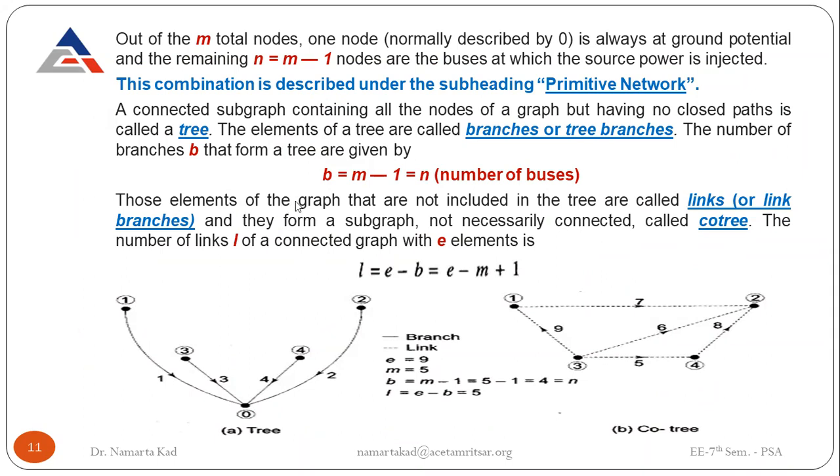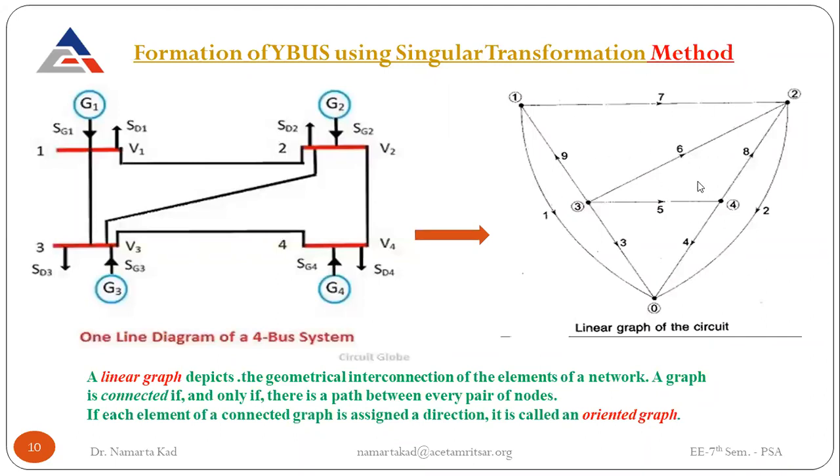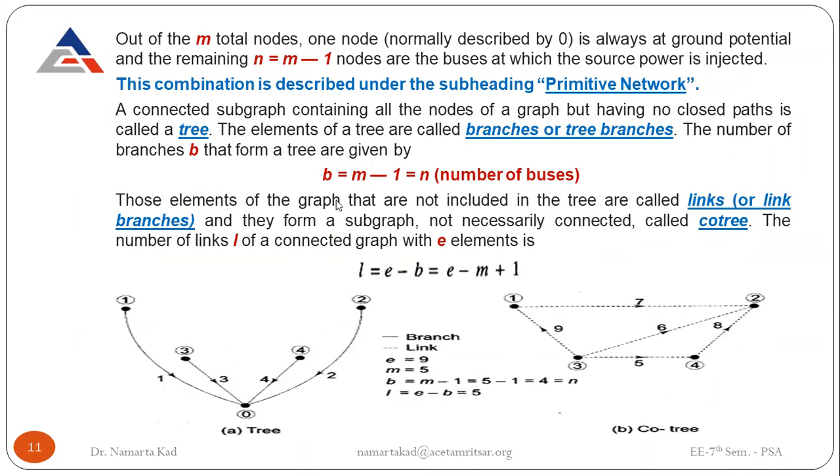Now, those elements of the graph that are not included in the tree, this portion, are not included in the tree but are part of the linear graph. Those elements of the graph that are not included in the tree are called links because each acts as a link between two nodes. These are called links or link branches. Overall, you can call all of them branches, but specifically these are tree branches and these are link branches. Or simply call these branches and these links.